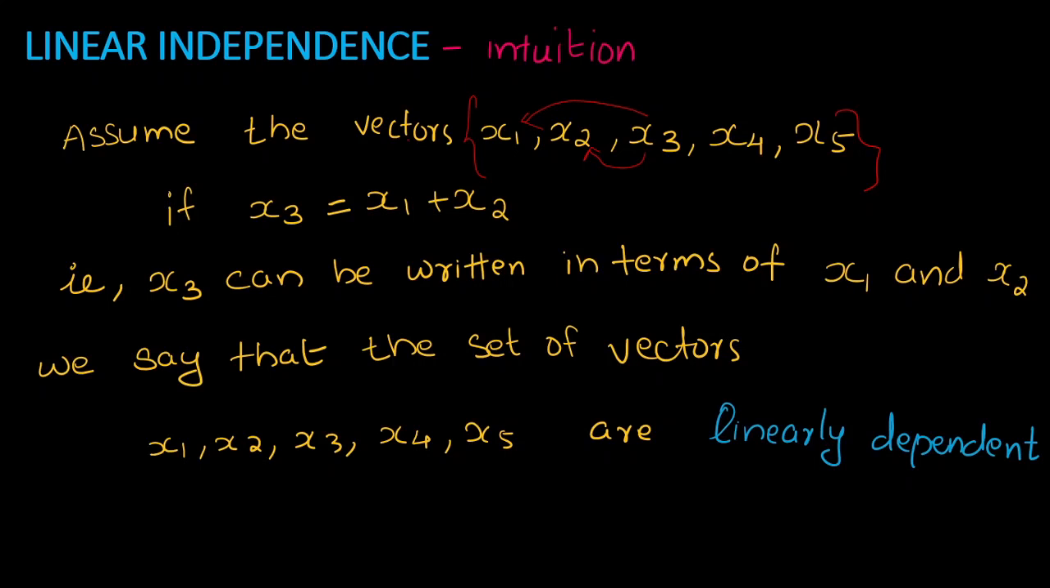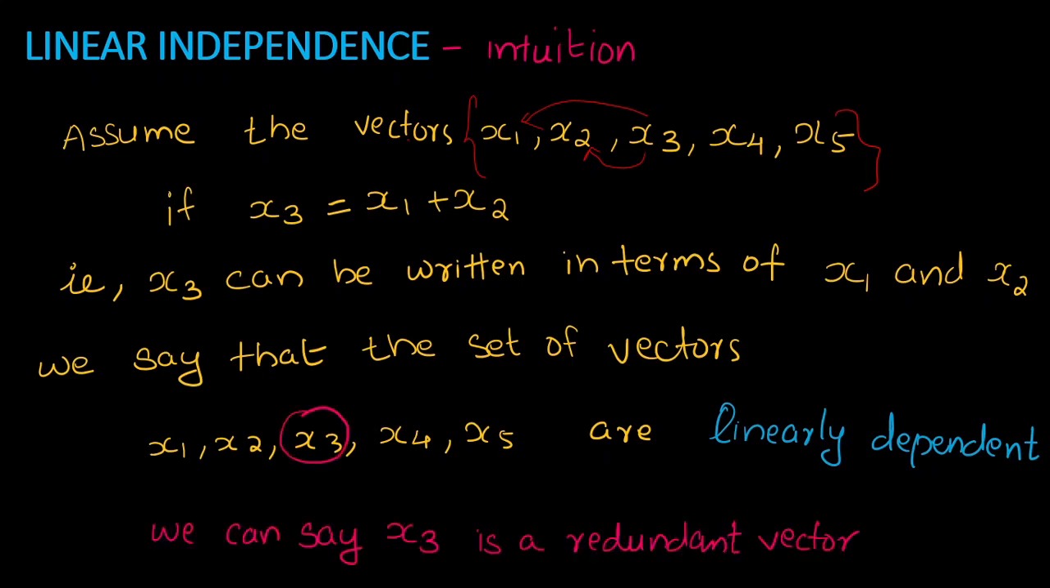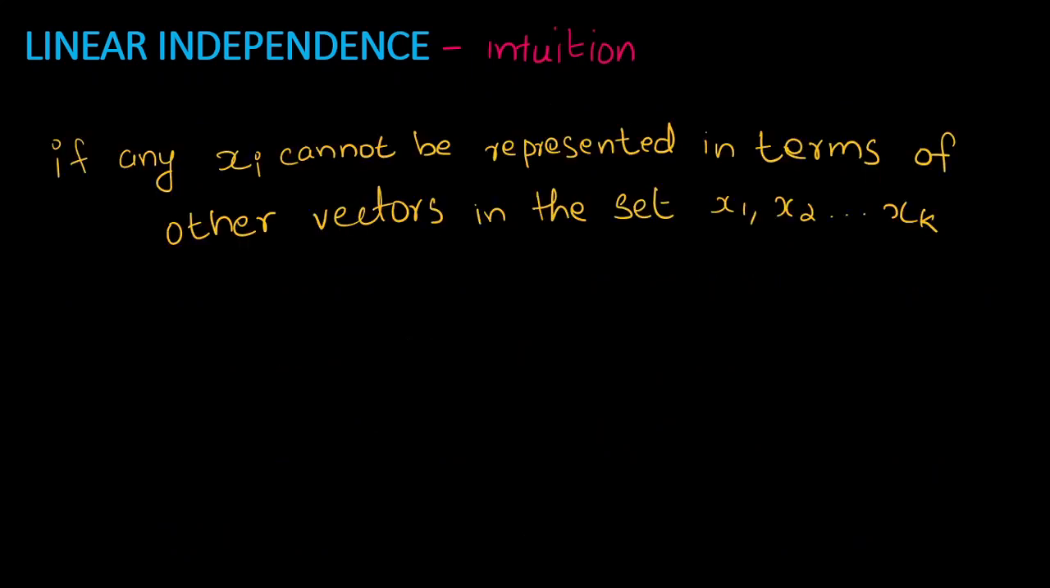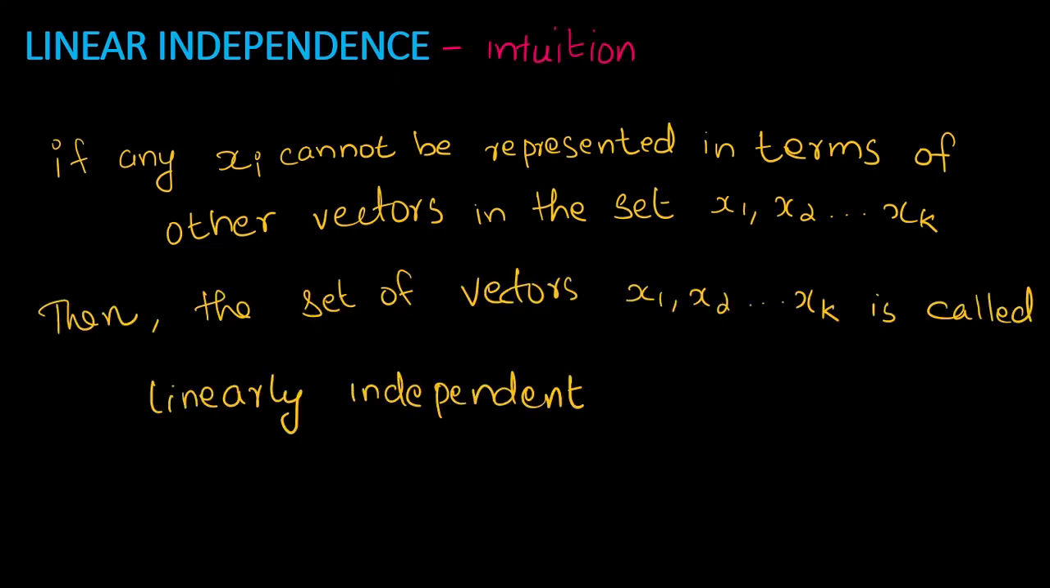Okay, so the set of vectors is linearly dependent. When we remove this x3 from the set, we can make it a linearly independent one. Okay, and x3 is the redundant vector. So we can define it like this: if no xi can be represented in terms of the other vectors in the set x1, x2, etc., xk, then the set of vectors x1, x2, etc., xk is called linearly independent.